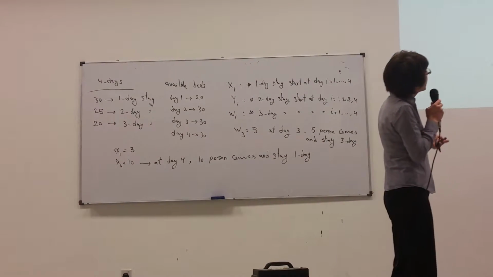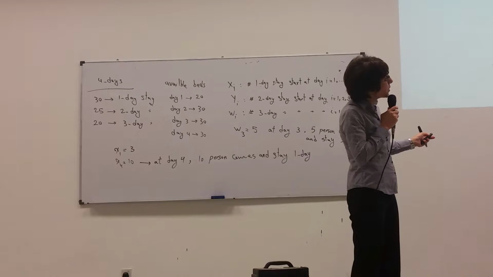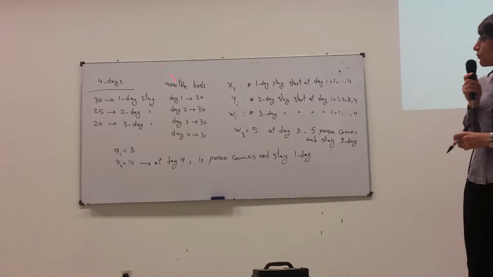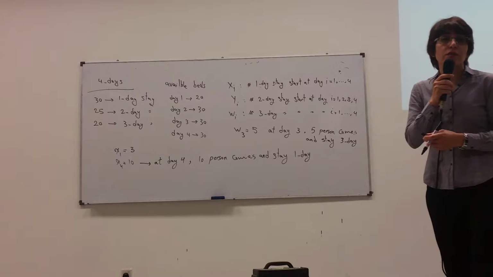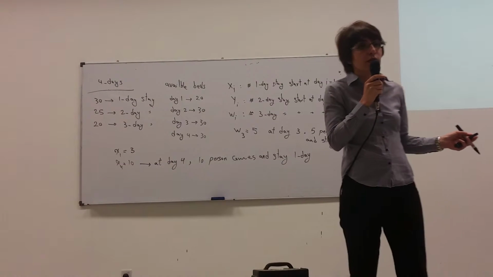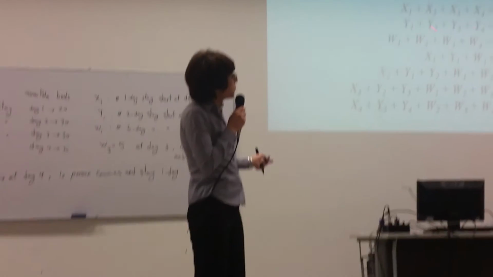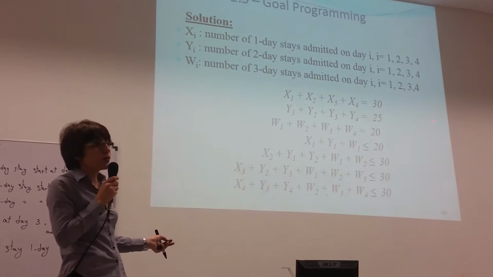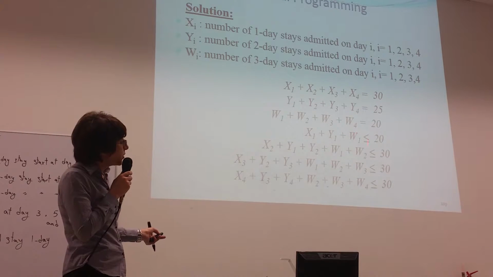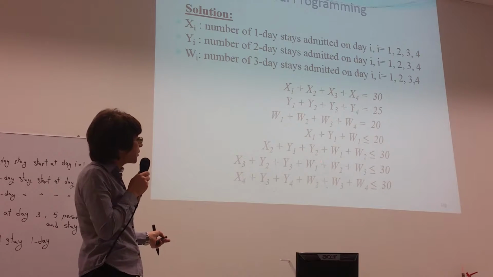So these are all the conditions that you have. Here, for the number of patients, it's better to write less than or equal, because they expect 30 for 1 day stay, but it may be less than 30. So it's better you consider less than or equal to 30 instead of equal to 30 for the summation of Xi's. And this is for the number of patients staying 2 days, the number of patients staying 3 days, then the limitation for available beds for each day: day 1, day 2, day 3, and day 4.